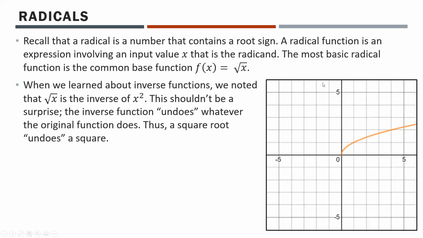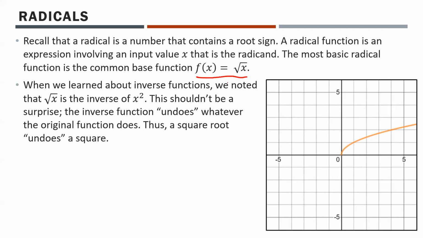So radicals. Recall that a radical is a number that contains a root sign. That's about it, right? So in other words, if it has a square root, cube root, fourth root, whatever, it's a radical. Now, a radical function is an expression involving an input value x that is the radicand. So in other words, a thing underneath the root sign. The most basic radical function is the common base function f of x equals the square root of x.